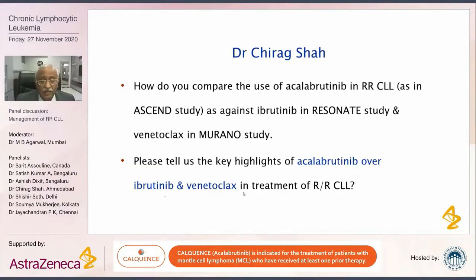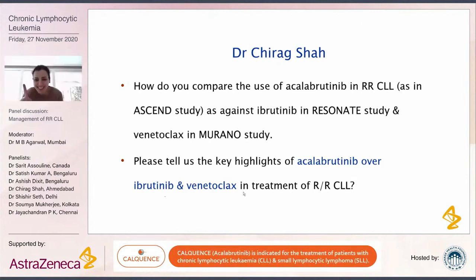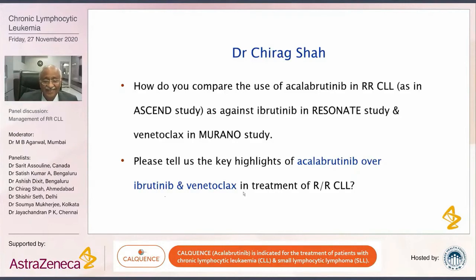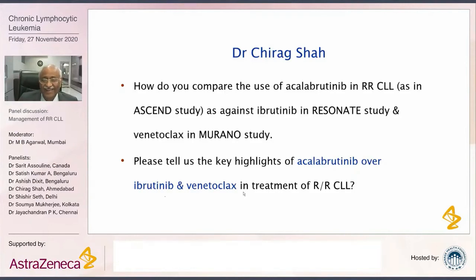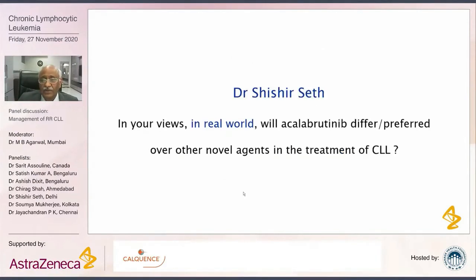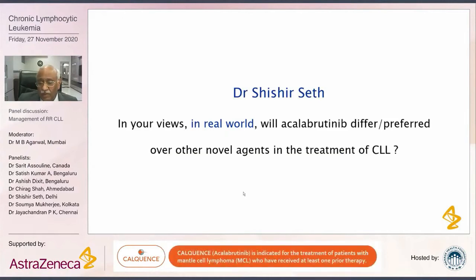Dr. Sarit, any idea whether the coming ASH has this data presentation, ACAL versus IBRU? Oh, I should have checked that out. I don't think so. I don't think it's coming at ASH, but I'd have to defer to AZ to know. All right, okay. So, happy to inform you all there are about 210 participants who are listening to us. Now to Dr. Shishir Seth.